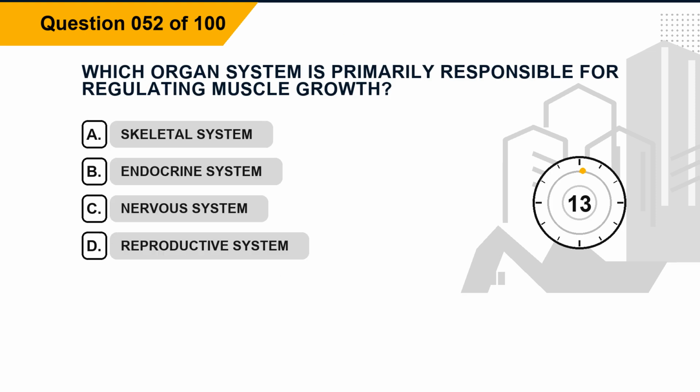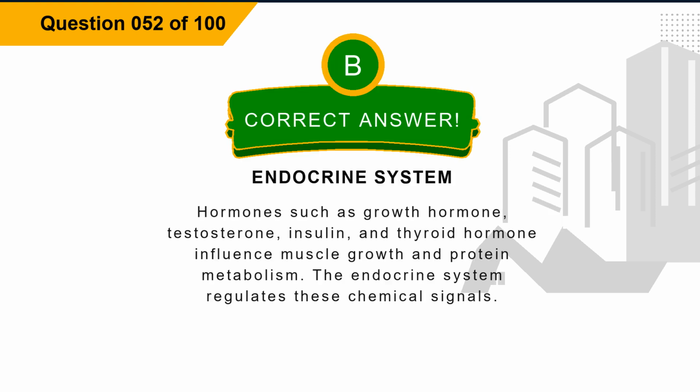Question 52. Which organ system is primarily responsible for regulating muscle growth? Option A. Skeletal system. Option B. Endocrine system. Option C. Nervous system. Option D. Reproductive system. The correct answer is option B. Endocrine system. Explanation. Hormones such as growth hormone, testosterone, insulin, and thyroid hormone influence muscle growth and protein metabolism. The endocrine system regulates these chemical signals.